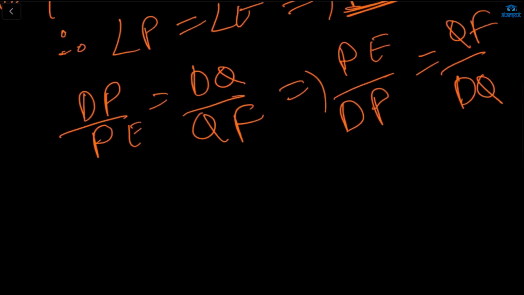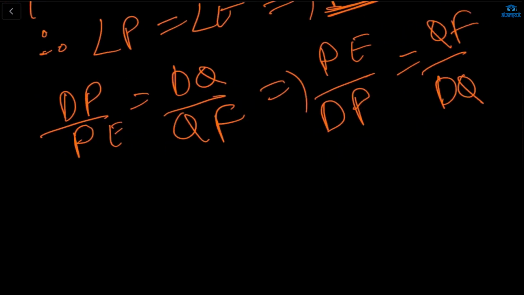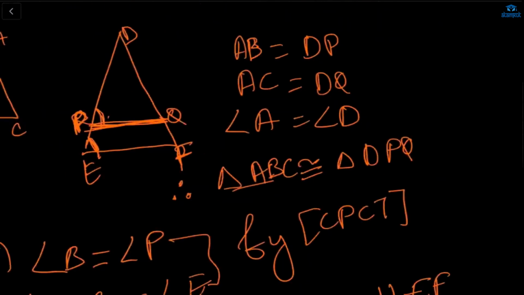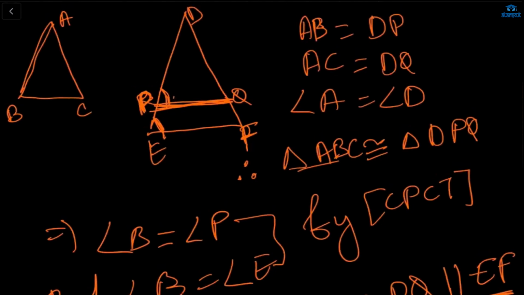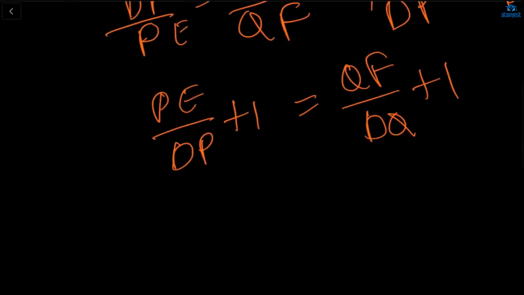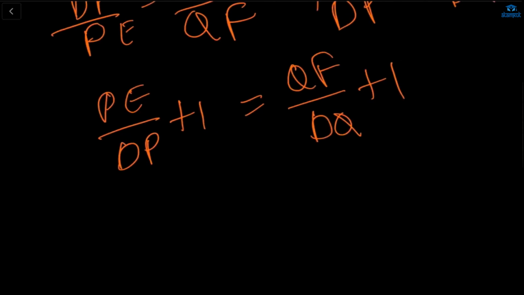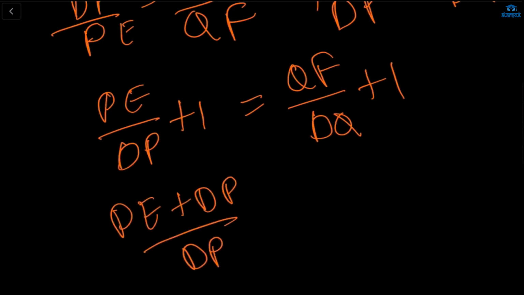Now we are adding 1 on both sides. So if you add 1 on both sides, that is PE by DP plus 1 is equal to QF by DQ plus 1, because we need to prove that this is the same. So that we can bring the whole side, it will be DE plus DP by DP is equal to DF plus DQ by DQ.